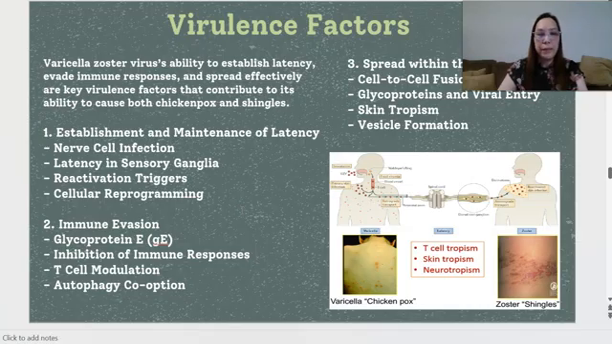Next is the spread within the body. The virus can spread from one cell to another. It uses glycoproteins to enter cells and infect them. It has a preference for skin and nerve cells. It can form vesicles, or small fluid-filled sacs, as it spreads. This also compares chickenpox and shingles, showing where the virus resides and how it manifests in these conditions.